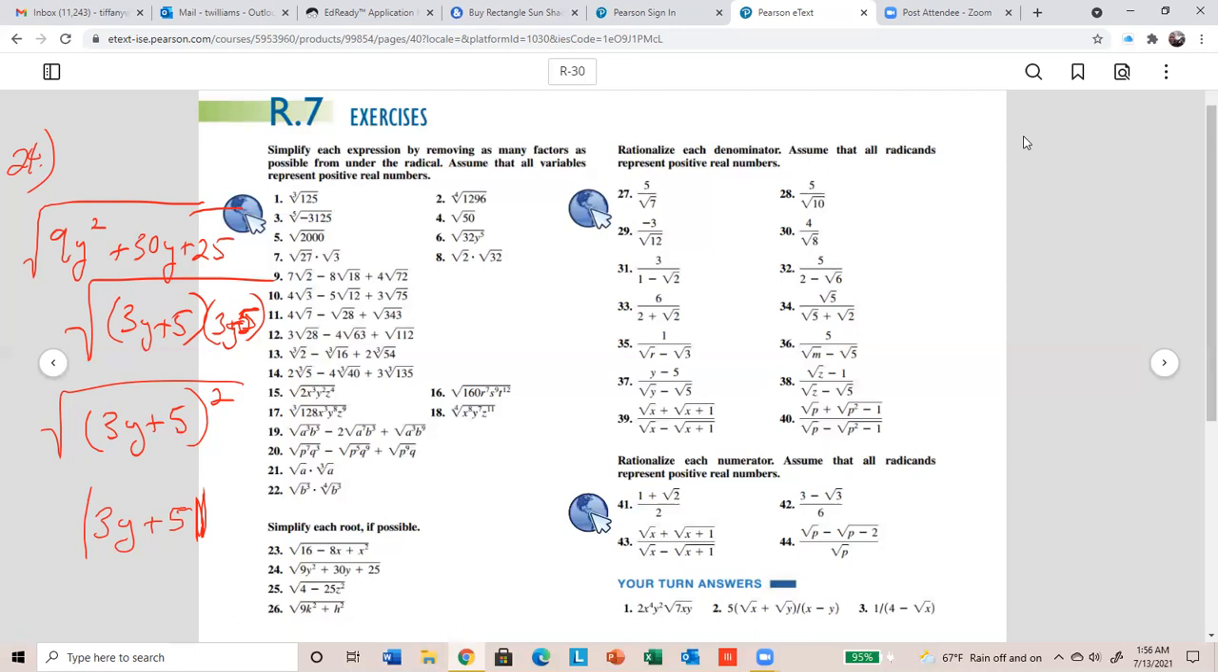Guys, that's not the case with odd exponents or odd indices. So if you had a cube root or a 5th root, you wouldn't have to worry about the absolute values because you can take the cube root of a negative.